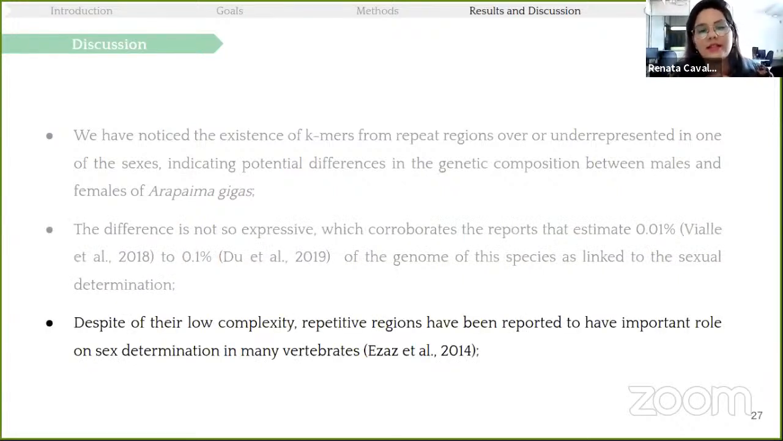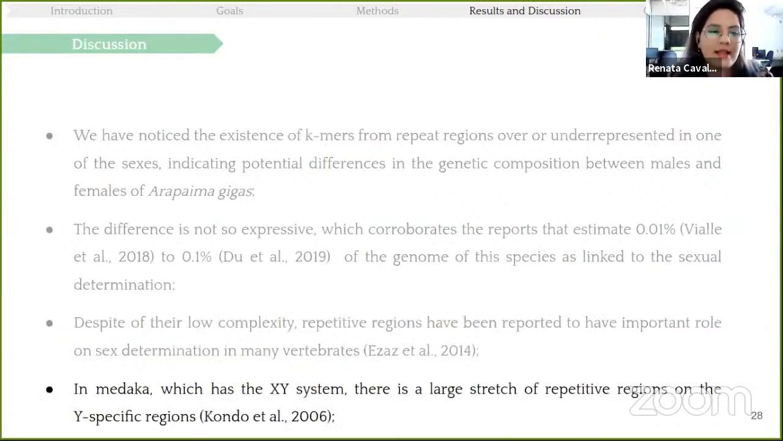And these repetitive regions have been reported in the literature to have an important role in sex determination in many vertebrates. As an example, we have medaka, another species of fish, which has an XY sex system. There is a large stretch of repetitive regions on the Y-specific regions.